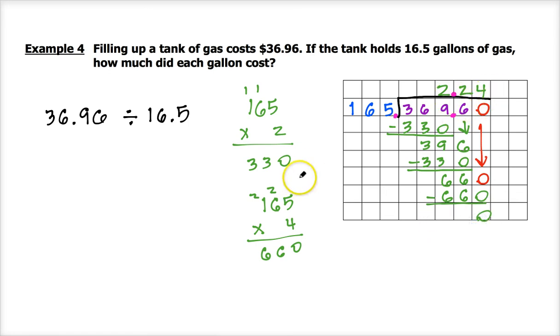Let's remember this is a word problem, so we need to put some labels in here and practice writing these in full sentences. So we could say 1 gallon costs $2.24.